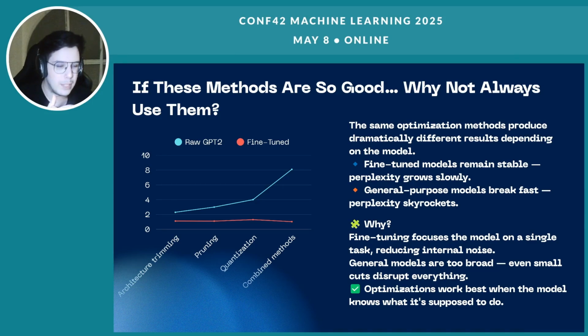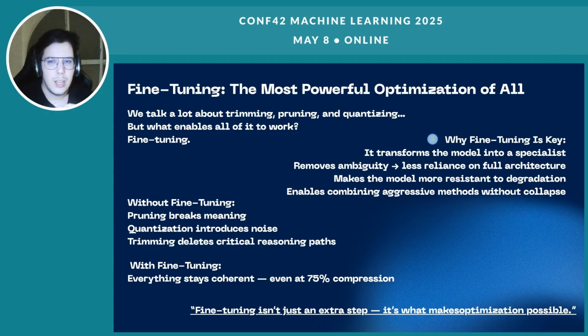So basically speaking, combining optimization methods works best when the model knows what it's supposed to do. Without fine-tuning, pruning will break the meaning of a general model, quantization will introduce noise, which also affects the visual representation of the output, and trimming also deletes the clear pathways. So at the end, with fine-tuning, everything stays coherent, even at 75% compression, as you may see. Basically, fine-tuning isn't just an extra step, it's what makes optimization possible.